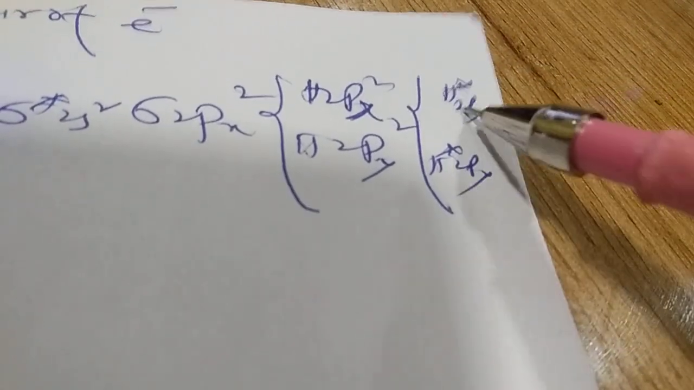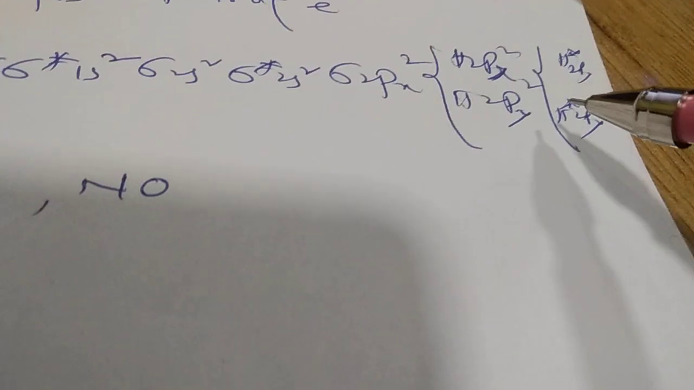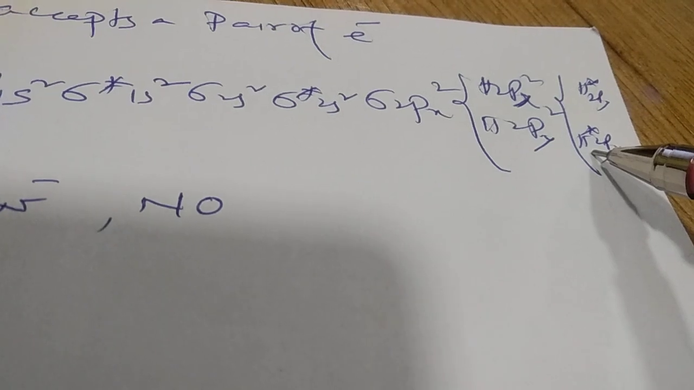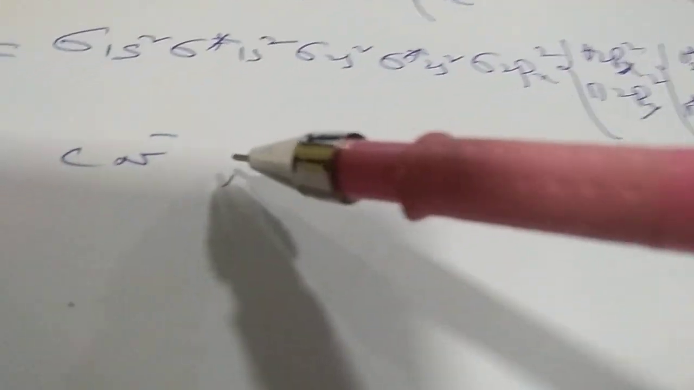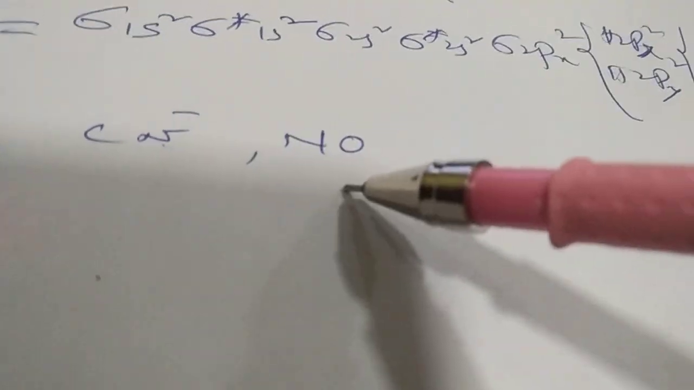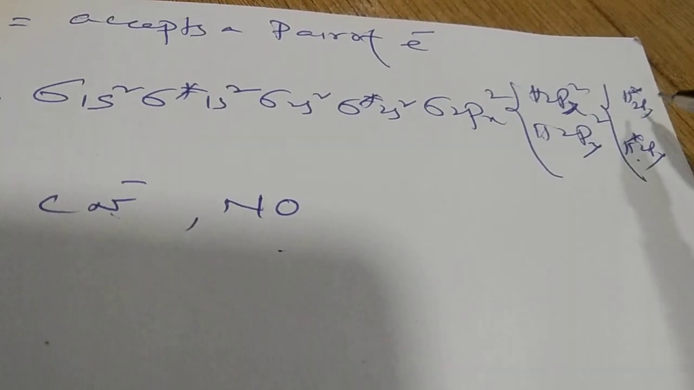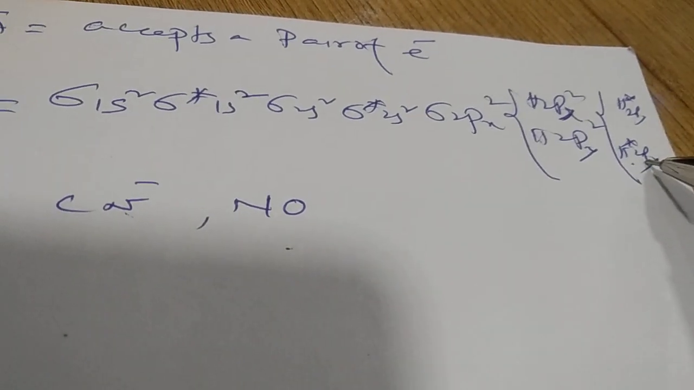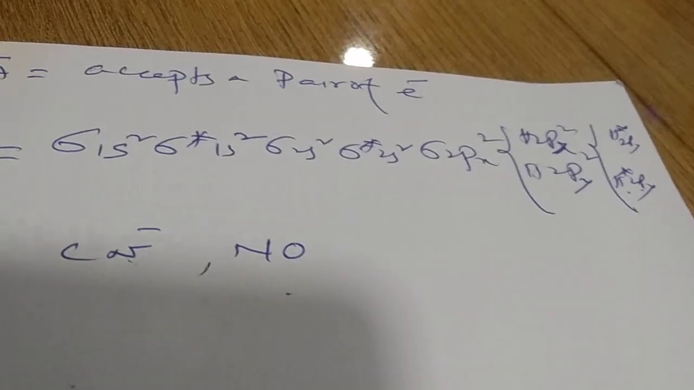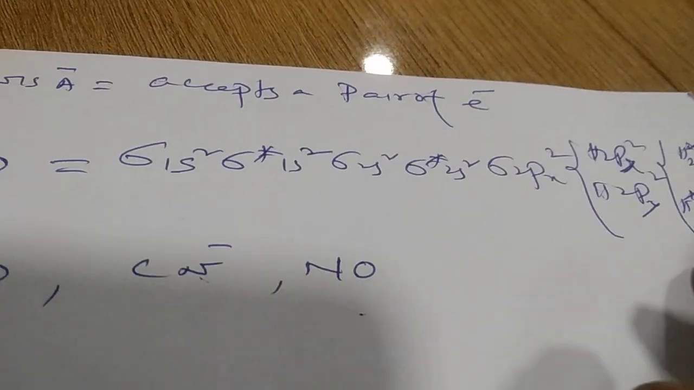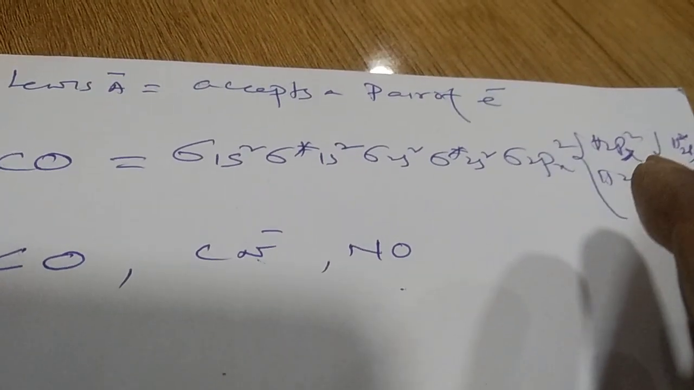Electron, if it is donated here, it will be donated to carbon monoxide because these antibonding orbitals are present in carbon monoxide. So carbon monoxide, cyanide ion, nitrosyl ligand, they can accept pair of electrons in the antibonding pi star level. So they are called pi acid ligands. Acid means Lewis concept acid.